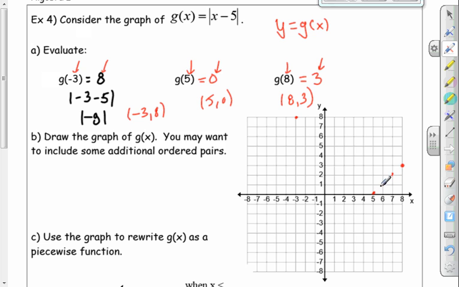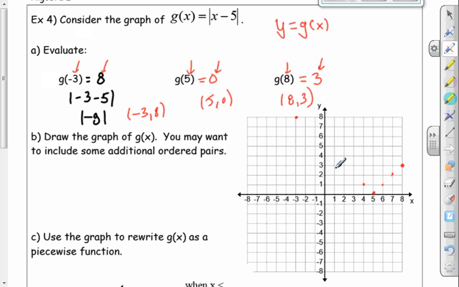What we're really interested in knowing is whether this is going to be the vertex, or whether it is going to continue on down in this direction. So let's try 4. 4 minus 5 would be -1, and the absolute value of -1 is +1. So it looks like we found our turning point. We have the V shape showing up right here with a vertex at 5, 0.